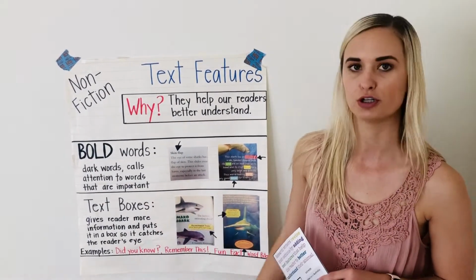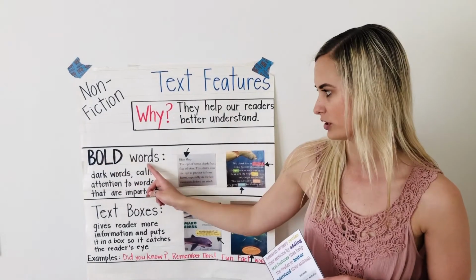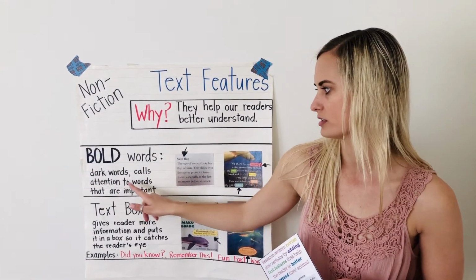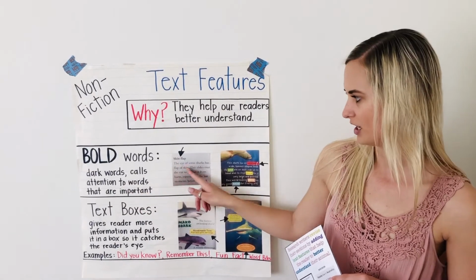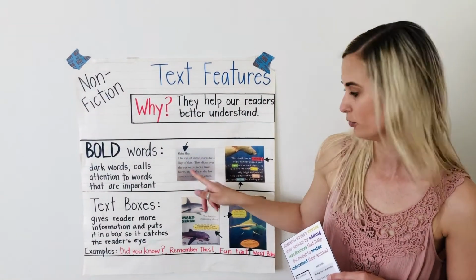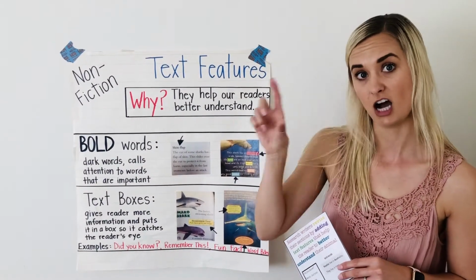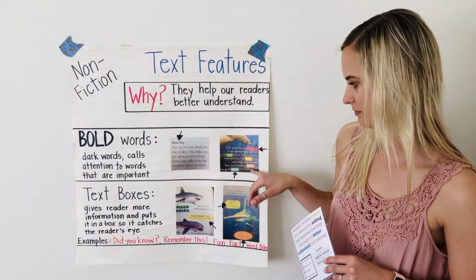In your animal report, you'll go back and add bold words, which are dark words, and they call attention to words that are important. So right here you can see skin flap is bold, and then here this author decided to make the bold words colored so they stand out for the reader.